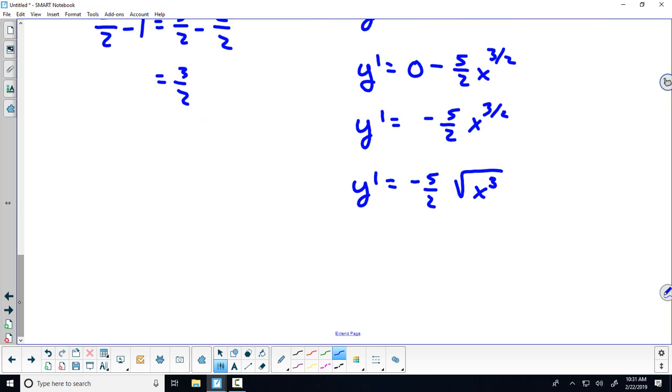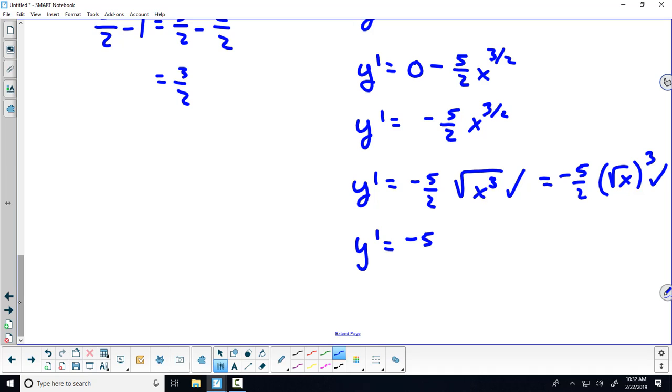So I'm perfectly happy with this answer. You could say that that is the square root of x to the 3rd power. That's great. My MyMathLab, I think, will sometimes want you to rewrite the problem this way, though, as minus 5 halves. Let me go back to this one here.